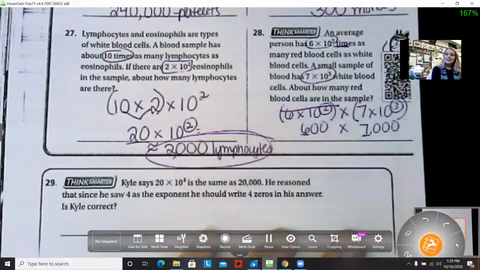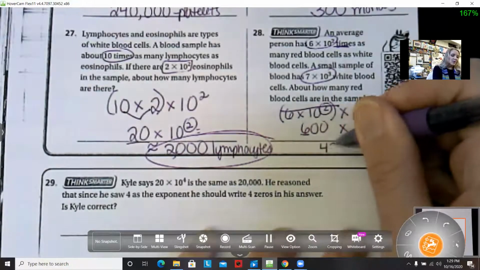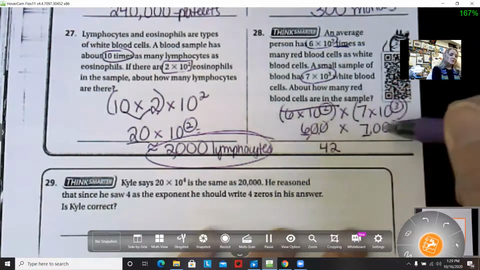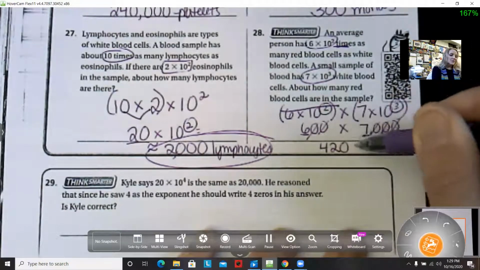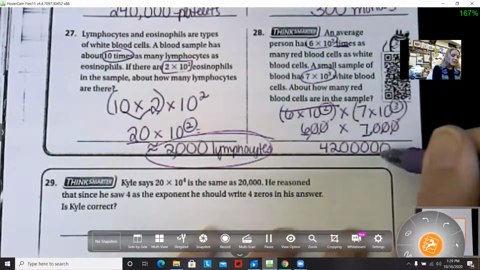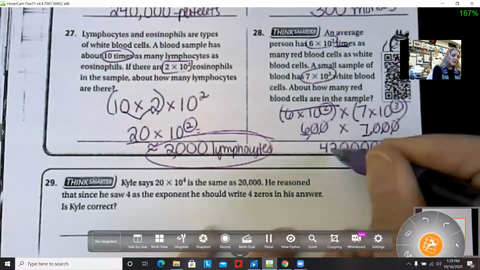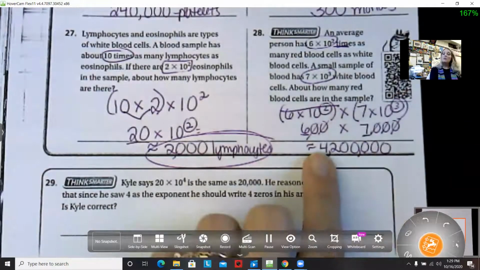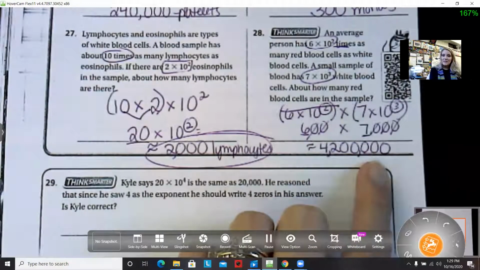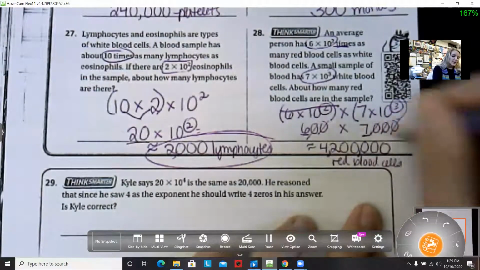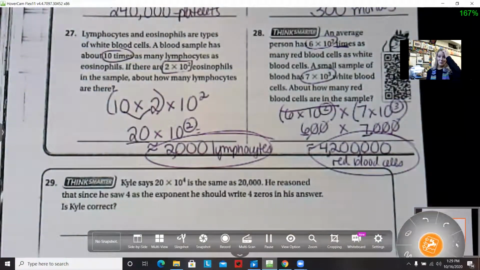So I could easily do that. 6 times 7 is 42. And now I have to add up all the zeros between both sides. 1, 2, 3, 4, 5. 1, 2, 3, 4, 5. Holy cow, this is a big number. Go back your ones period, put your comma. Go back your thousands, put a comma. And so we have about 4,200,000 red blood cells. That is a giant number of red blood cells in our body. Remember, cells are super duper tiny.